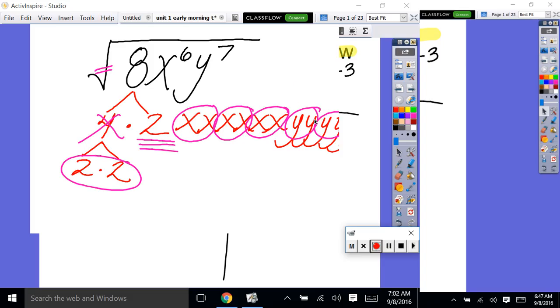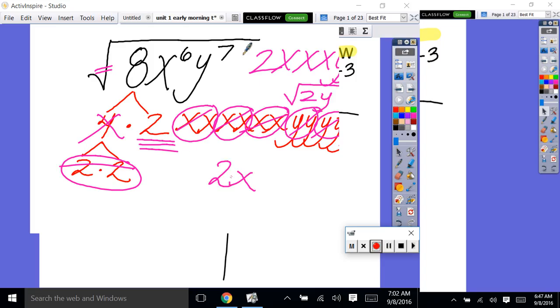So anything I circled is going to come on the outside of the house. They leave in groups of 2 since it's a square root. So we have a 2. We have an x, an x, an x, and a y, and a y, and a y. And that's on the outside, correct? Left underneath is 2 and a y. So left underneath the square root is 2y. Anything on the outside, you multiply together. So on the outside, we'll have 2x cubed, correct?